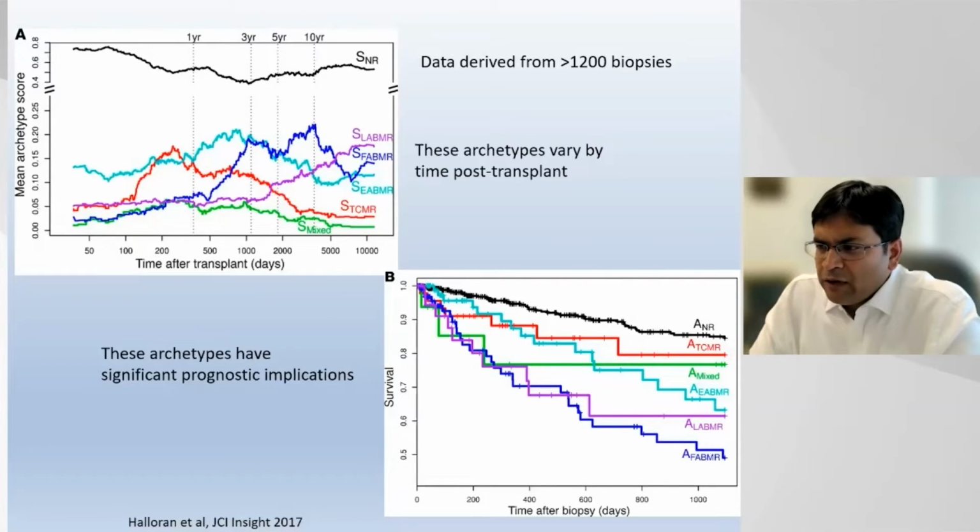As you can see, fully developed ABMR and late ABMR in the purple and blue have the worst prognosis compared to other disease states. And once again, the relevance of this is that if one sees these reports with these particular diagnoses, it can help the clinician decide about how aggressive one needs to be with regards to management.